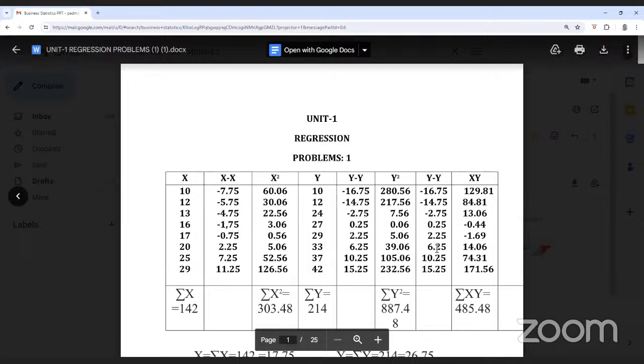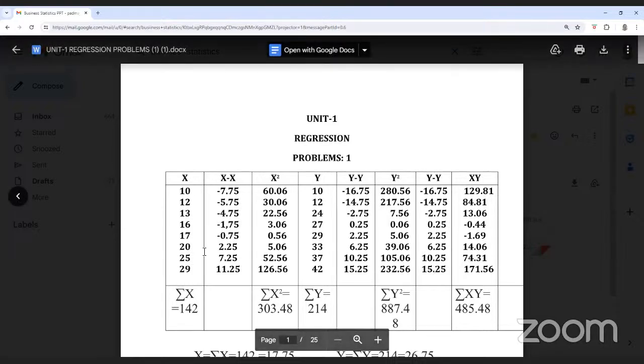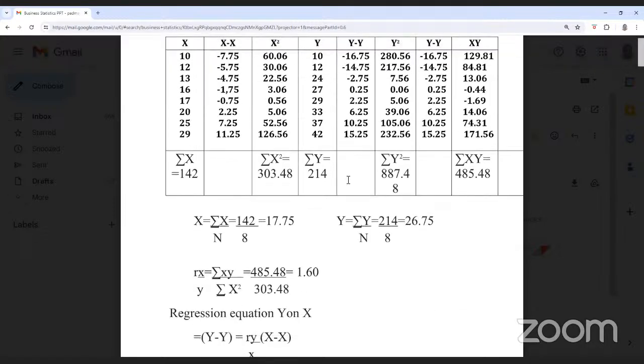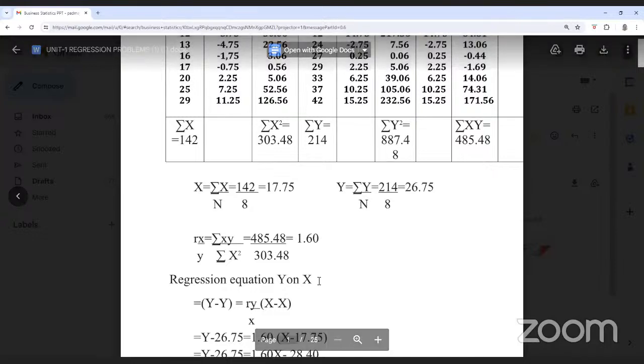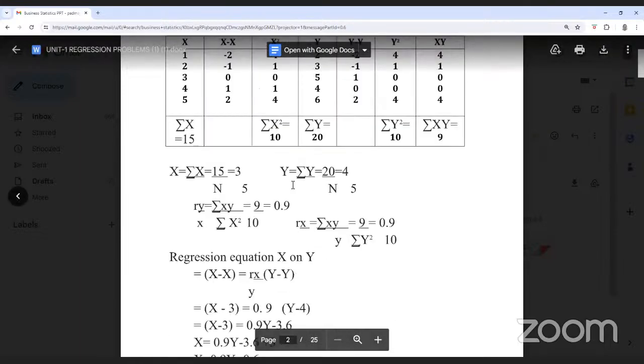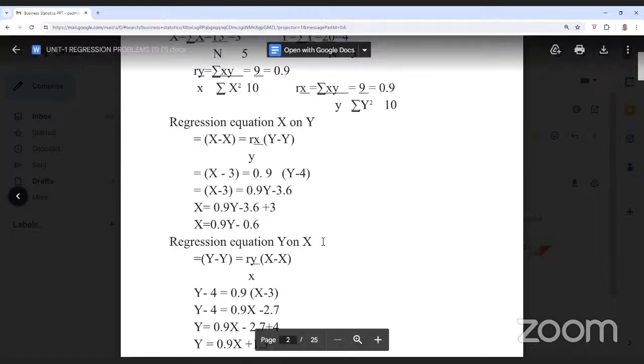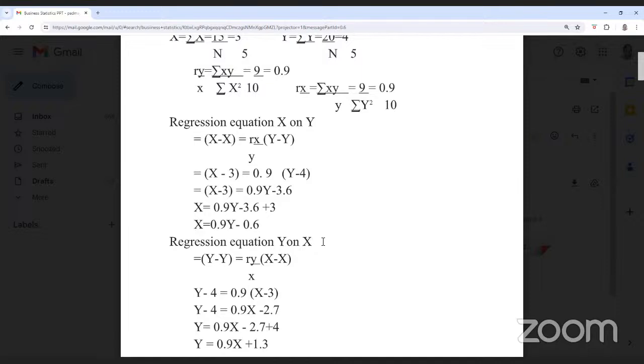This is extra, you don't write this column. Then XY. So the question is X and Y, and they are asking for the regression equation Y on X and the regression equation X on Y. In the two regression equations, one time X will be dependent, the other time Y will be dependent. You have to find out the regression equation X on Y and the regression equation Y on X. Are you understanding?